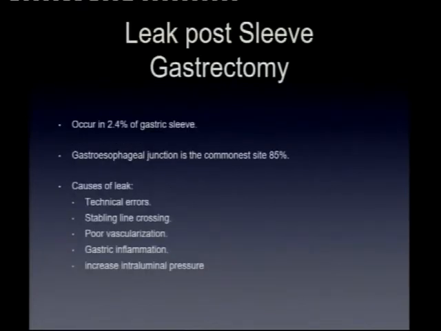Leak post-sleeve gastrectomy occurs in around 2.4% of cases, and the most common site is the gastroesophageal junction, reaching up to 85%. The causes of leak vary between technical errors, staple line leak, poor vascularization, and gastric inflammation. One of the most contributing factors is the increased intraluminal pressure post-sleeve.